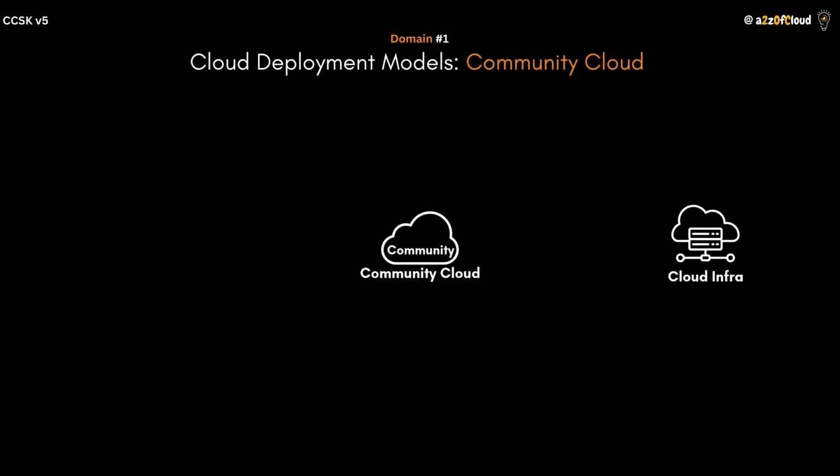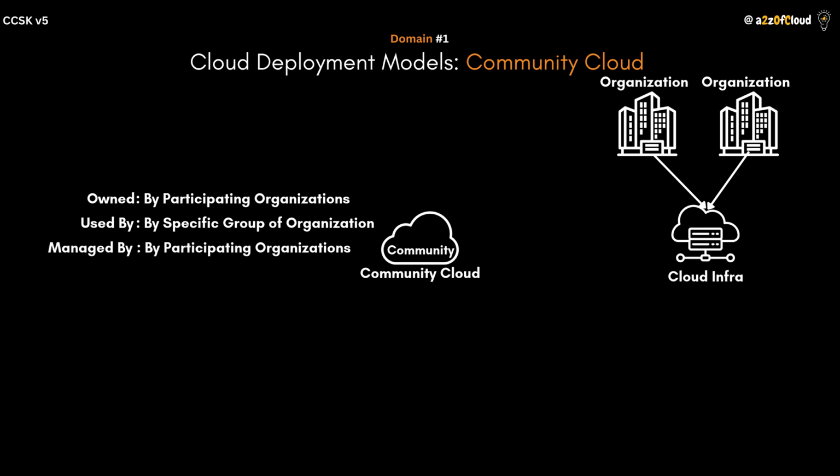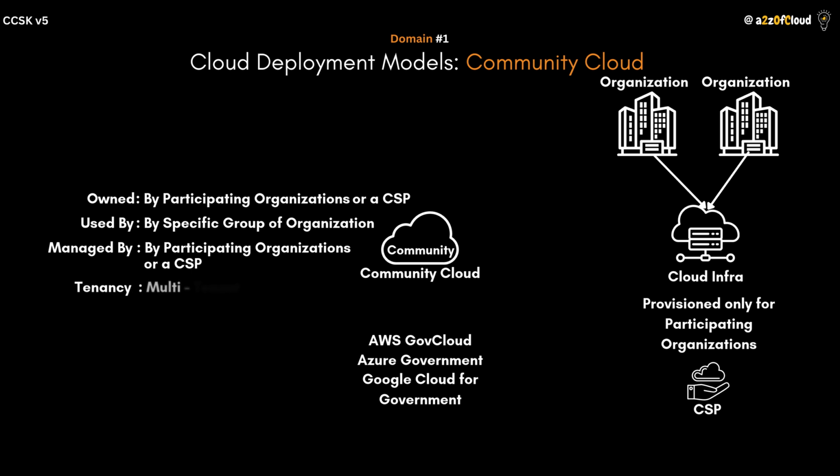Community cloud. This refers to cloud infrastructure that is used by a specific group of organizations with similar requirements. The ownership of cloud infrastructure can vary depending on the agreement among the participating organizations. It can be one of the participating organizations or jointly owned by organizations part of the community. These participating organizations also can leverage a cloud service provider where a dedicated cloud infrastructure is provisioned only for use by the participating organizations. AWS GovCloud, Azure Government, Google Cloud for Government are examples of community cloud owned and managed by a third party. Community cloud is multi-tenant.